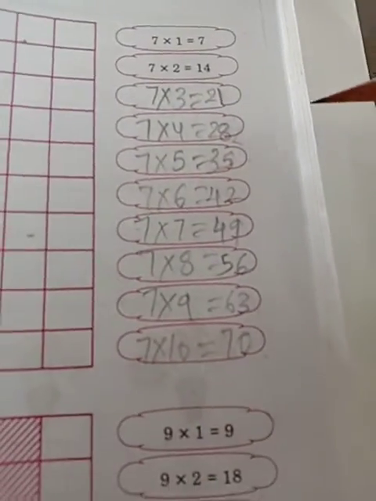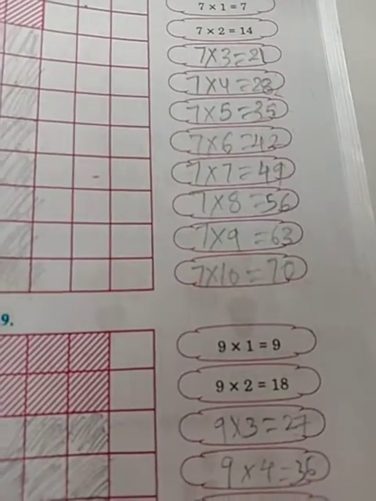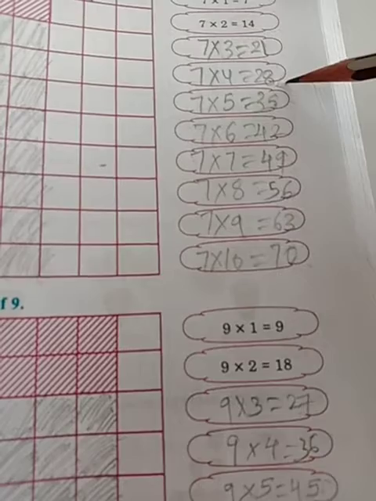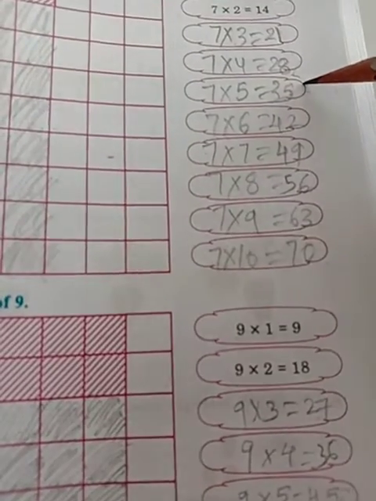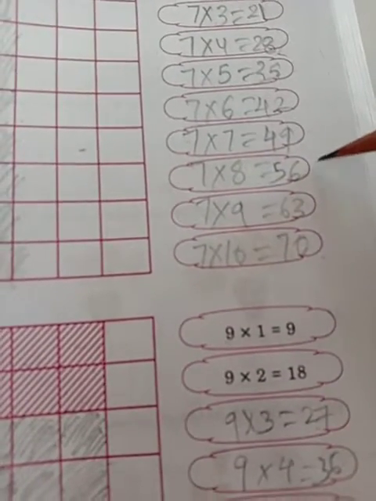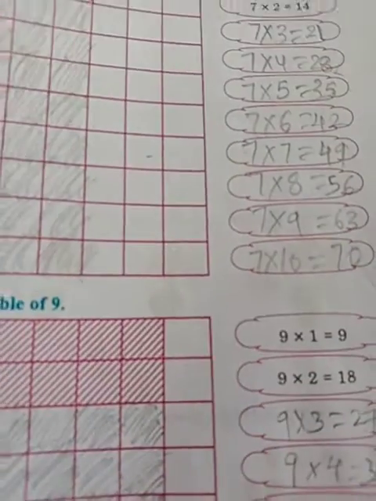Next, 7 table. 7 ones are 7, 7 twos are 14, 7 threes are 21, 7 fours are 28, 7 fives are 35, 7 sixes are 42, 7 sevens are 49, 7 eights are 56, 7 nines are 63, 7 tens are 70.